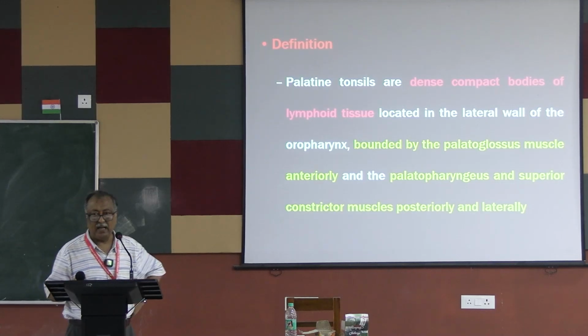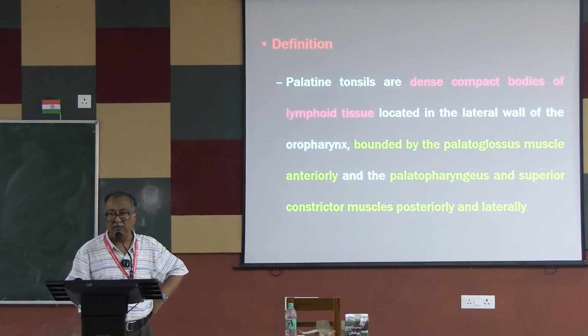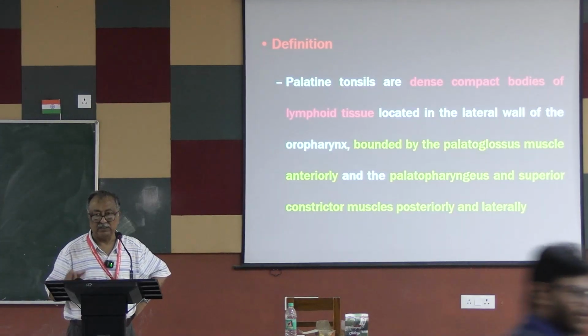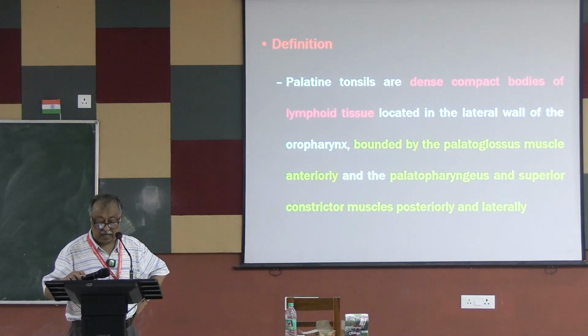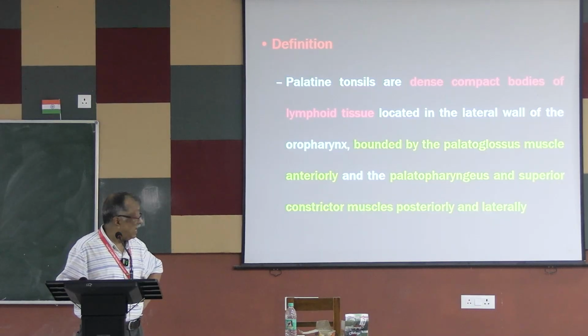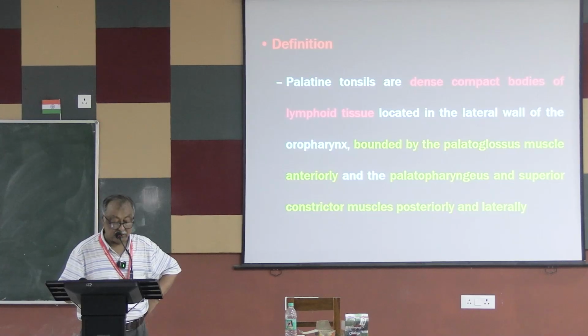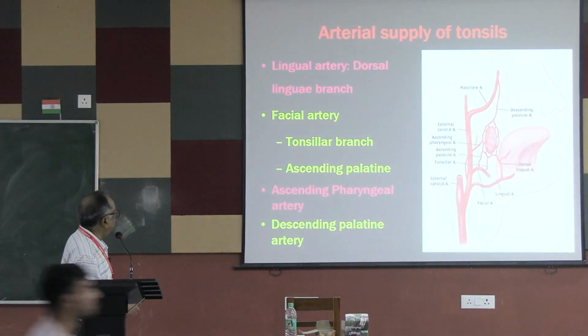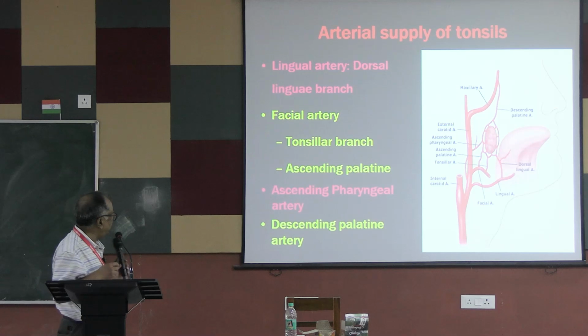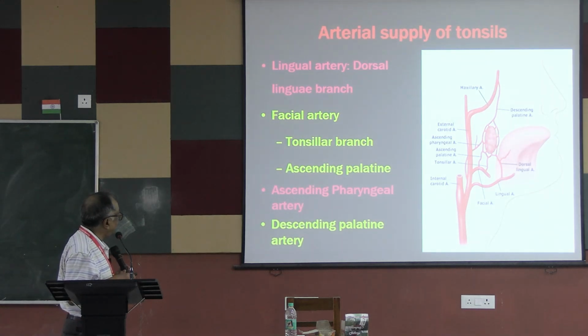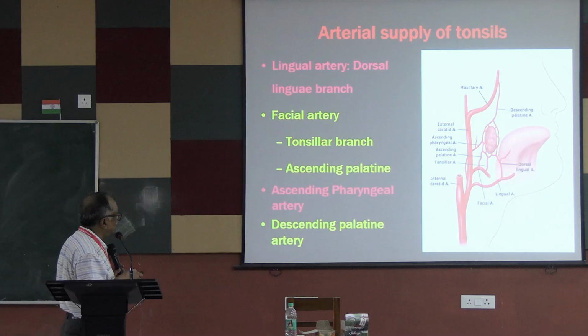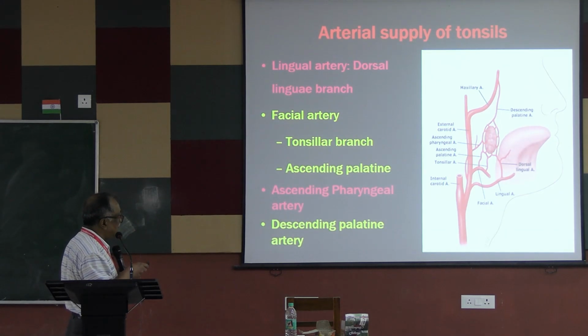You just imagine that when you see through the oral cavity, you will see the anterior pillar, that is the palatoglossus. That is the anterior boundary of the tonsil, and the palatopharyngeus is the posterior boundary, and laterally the superior constrictor muscle is related to the tonsil. And the arterial supply of the tonsil is mainly the dorsal branch of the lingual artery and the facial artery. Basically, you see, this is the system of the external carotid artery. All the arteries come from the external carotid artery.